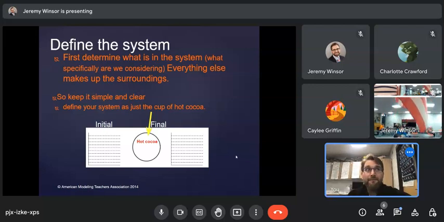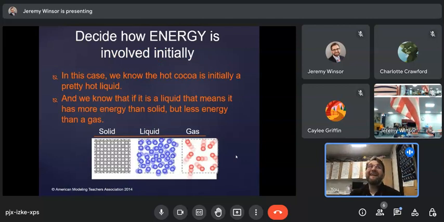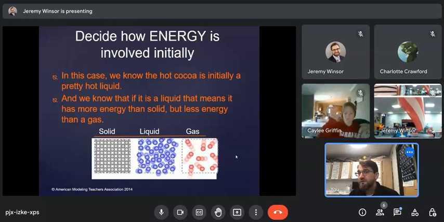All right, next step. We need to decide how energy is involved initially. We know that hot cocoa is initially a pretty hot liquid. We have done particle models to represent solids, liquids, and gases. We know that liquids are kind of the middle amount of energy between a solid and a gas. So that tells us that a liquid has more energy than a solid, but less energy than a gas.